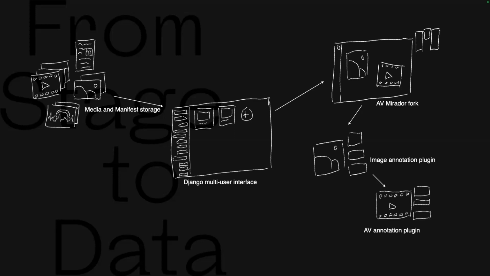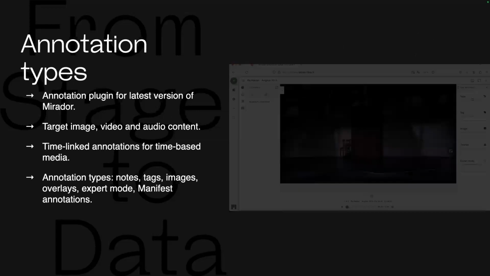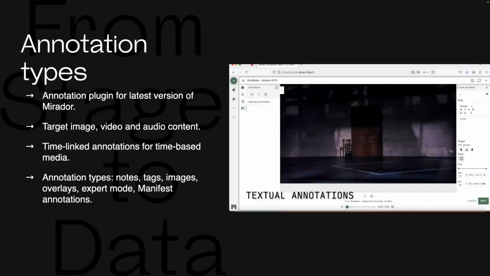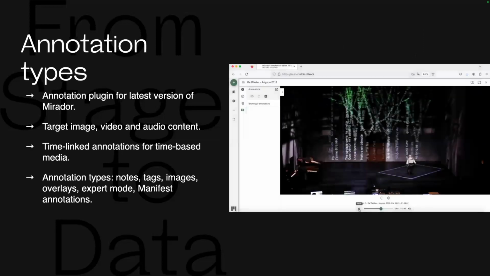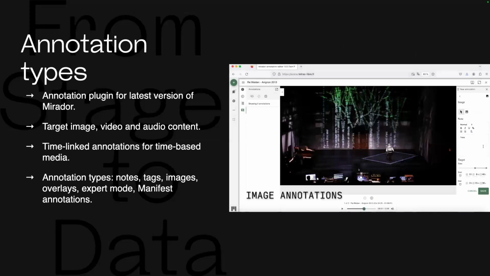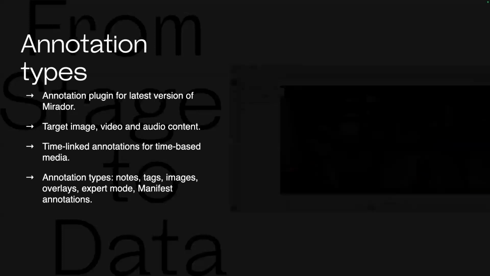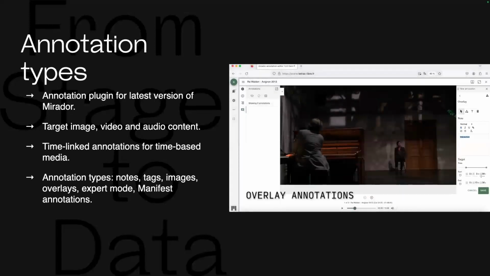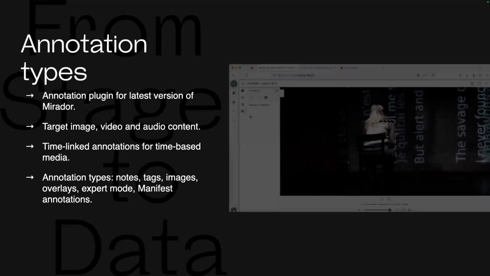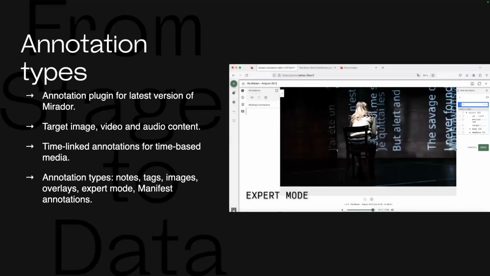And finally, we have another plugin which allows the user to annotate audio-visual content in a variety of ways. So these annotations can range from text-based notes and tags to overlays of text, shapes, and images, and annotations that link to other IIIF manifests, which we'll see in just a moment. So all of the annotations, when applied to time-based media, target a specific region and time of the resource. And there's also an expert mode which allows you to directly edit the JSON format of the annotation if you wish to do that.